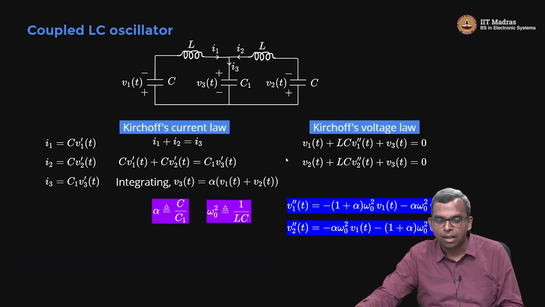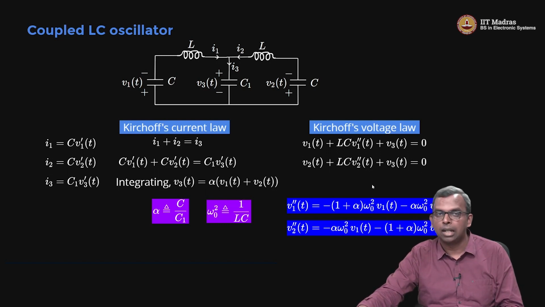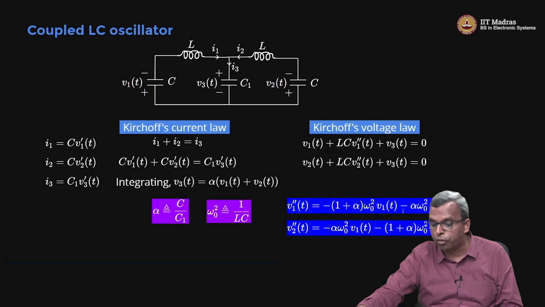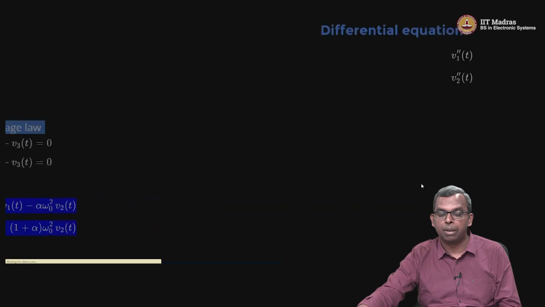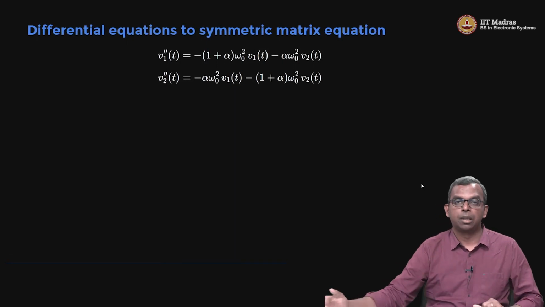But for now, this coupled LC oscillator system obeys these two differential equations. These are differential equations for the two voltages V1 of t and V2 of t. If you can solve them, you have solved the coupled oscillation. You would have found out what mode there is. And for solving, it appears that this coupling is a problem and you have to figure out a way of how to decouple. And there, symmetric matrices may help you. So here is where symmetric matrices come in.